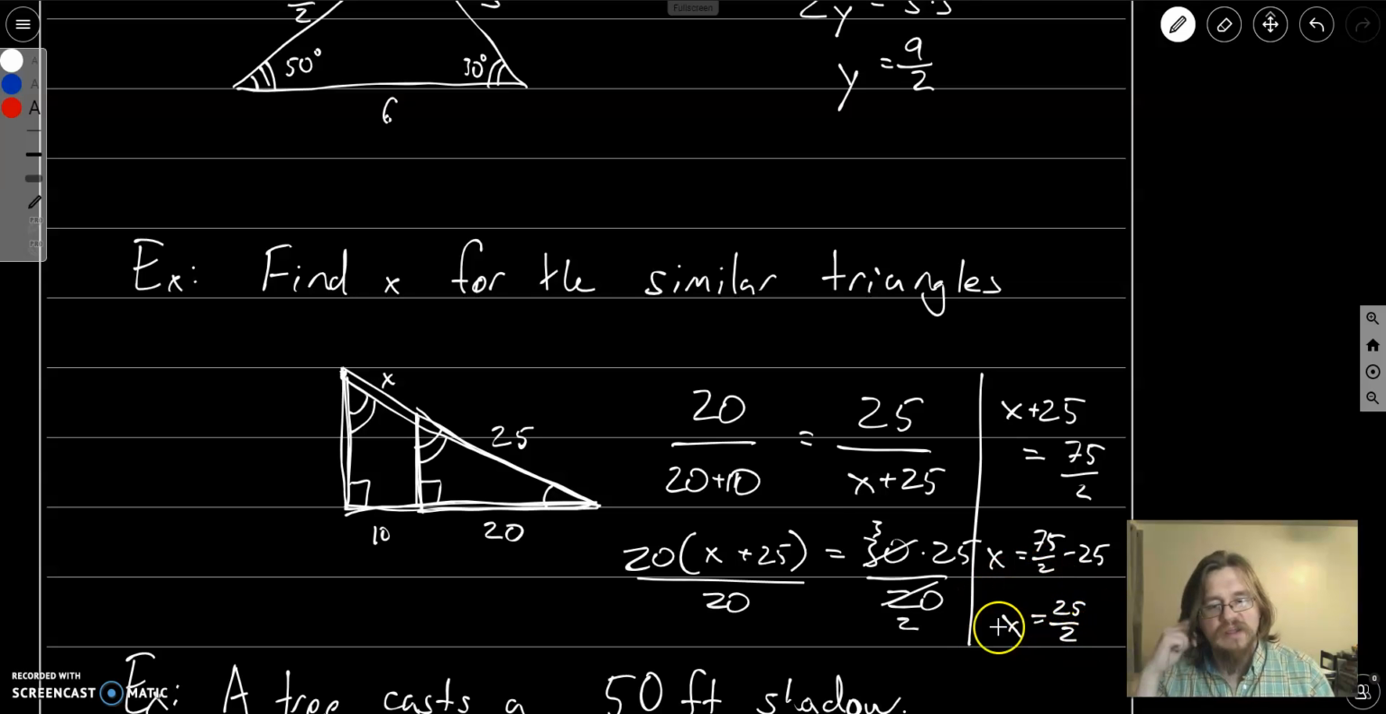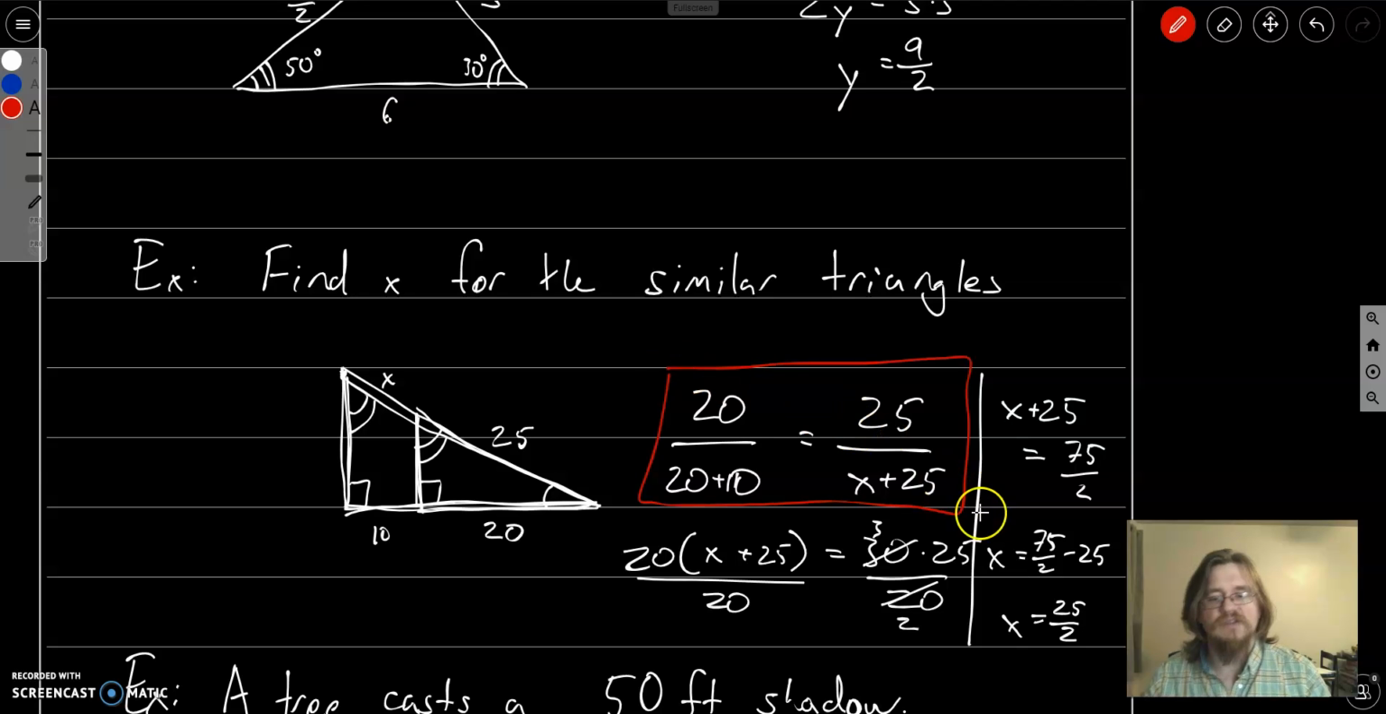I'm going through the algebra quite quickly, but this is the important part right here. Maybe I should do this in a different color. This is the important part right here, setting up our ratios correctly. So again, where do these come from? We have our small triangle and our big triangle. The 20 is the side between the right angle and the angle they share in the small triangle. That same side in the big triangle is going to be all the way 10 plus 20. For the small triangle, the side opposite the right angle is 25. For the big one, it's going to be 25 plus x. And then all we have to do is solve for x, and we have that.